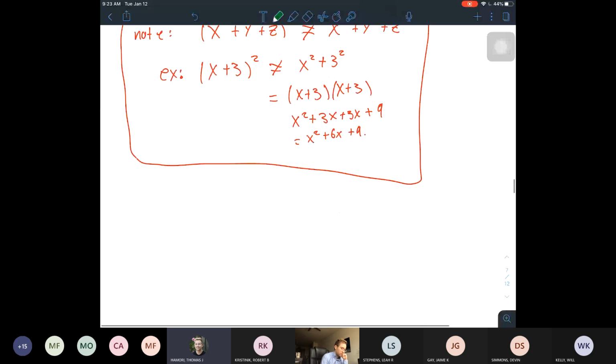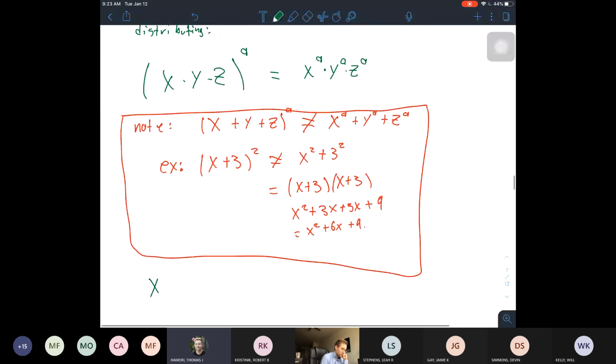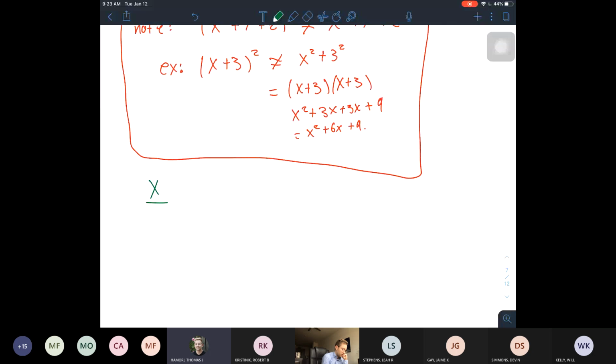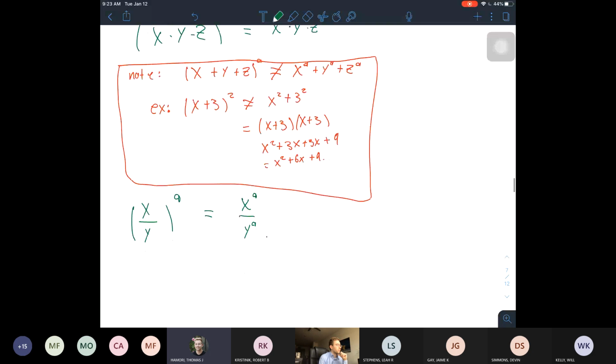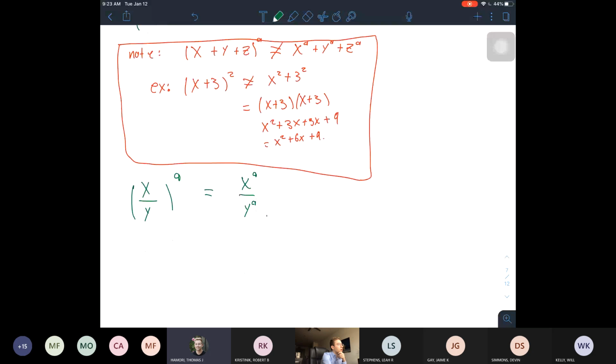That was its own kind of sidetrack. The other thing we have is that if we have x over y to the power a, this will be equal to x to the a divided by y to the a.